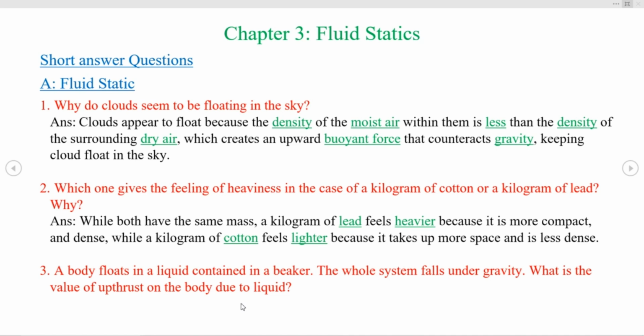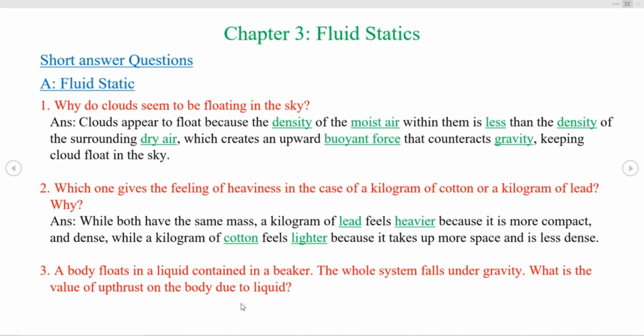Next question we have is, which one gives the feeling of heaviness in the case of a kilogram of cotton or a kilogram of lead, and why? For this question our answer should be like, while both have the same mass, a kilogram of lead feels heavier because it is more compact and dense, while a kilogram of cotton feels lighter because it takes up more space and is less dense.